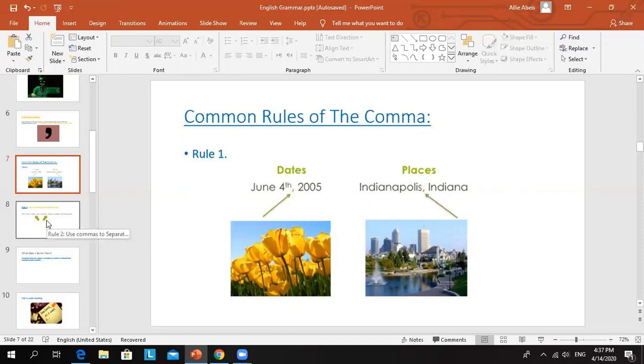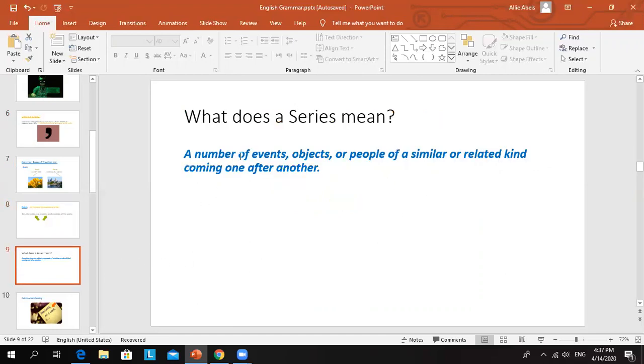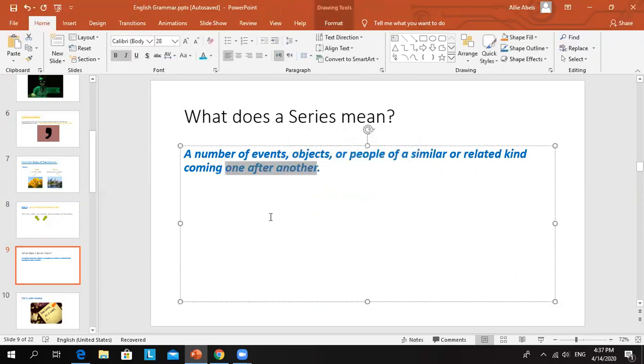The second rule I want you to look at is basically when we use the comma with a series. So we will use a comma to separate in a series. A series is basically a number of events. It's a number of objects, or it can be a number of people of a similar or related kind coming one after another.